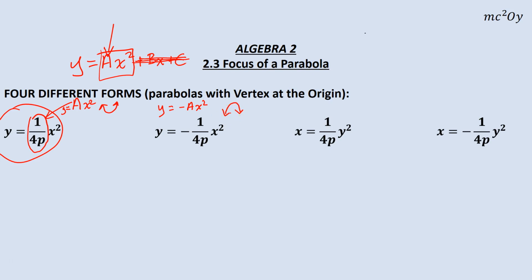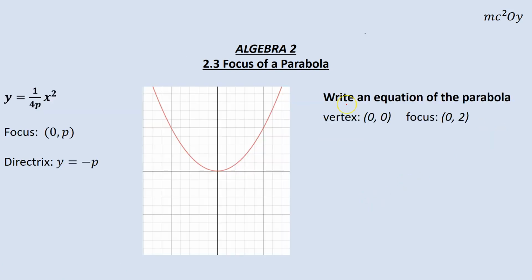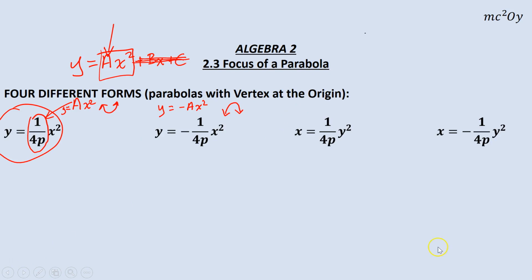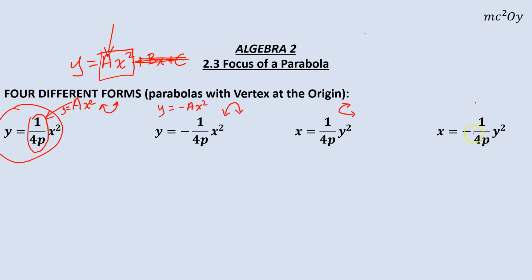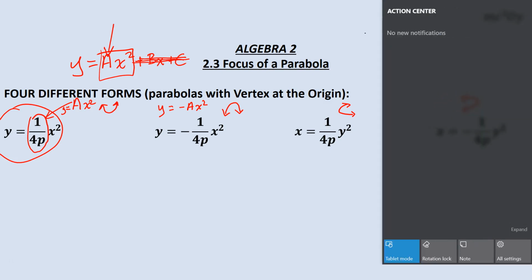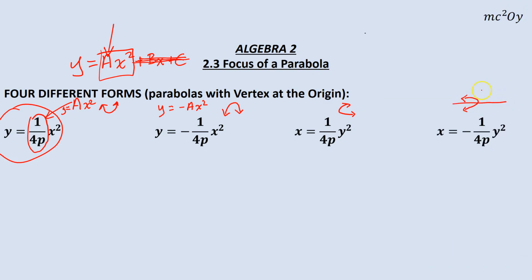Well, anytime you have x equals y squared, that parabola is going to open sideways. And this parabola right here, since it's negative, x equals negative y squared, is going to open sideways as well. Okay, but it's going to open to the left. So you're going to think of an xy axis.